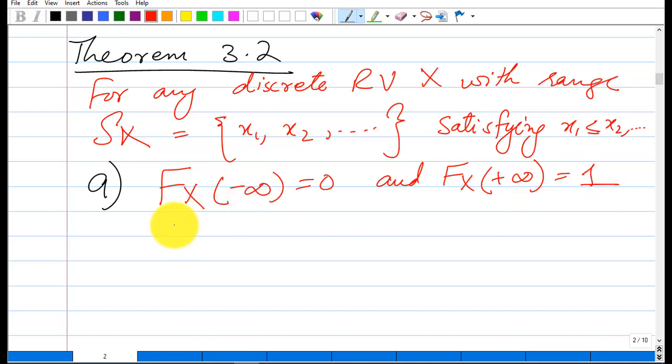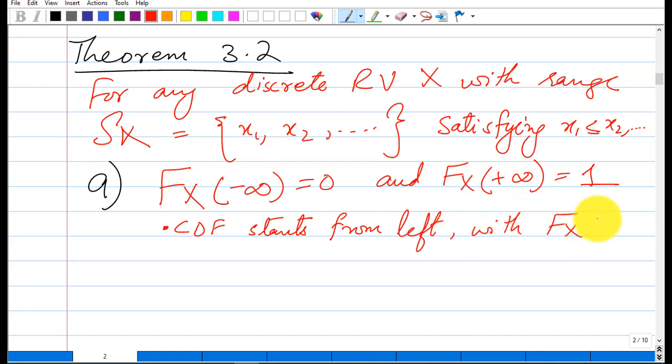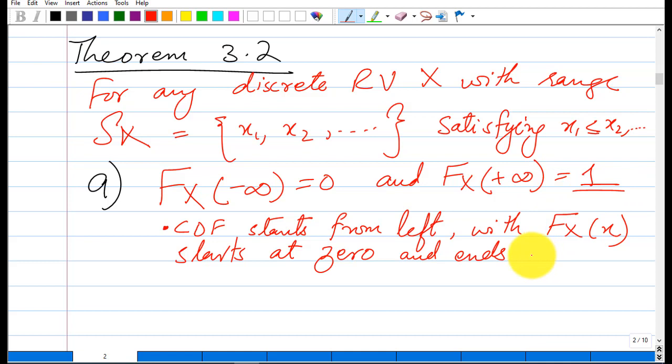So what does this property mean? It means that the CDF starts from the left and goes to the right, with CDF of x starting at 0. That means from minus infinity, whatever is the minimum value x1, it starts from there at 0 and ends at 1. In between it will be accumulated at every step where the probability is defined. So that's what this first property means.